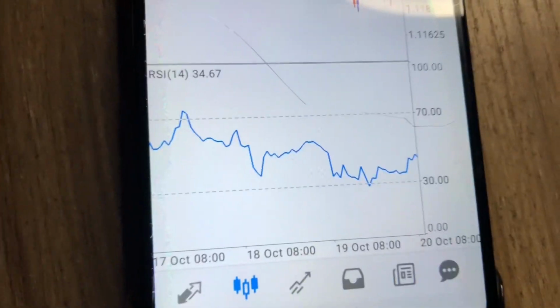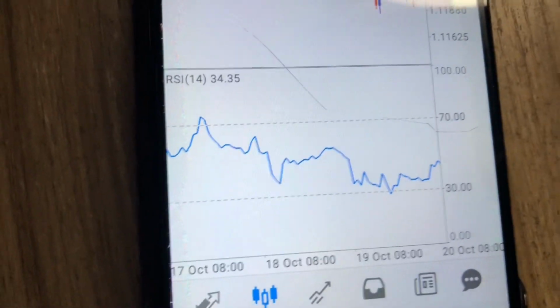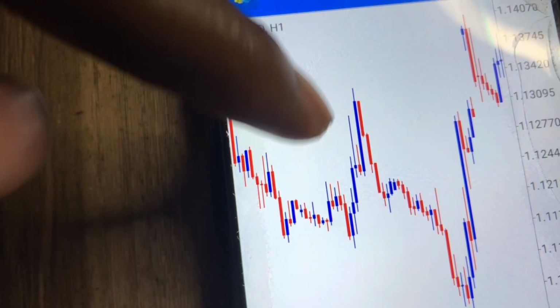Now, when prices are oversold, what happens in the market? The market goes up in return. Now, when some people see something like this, three bullish candles, they might think that this is an uptrend.